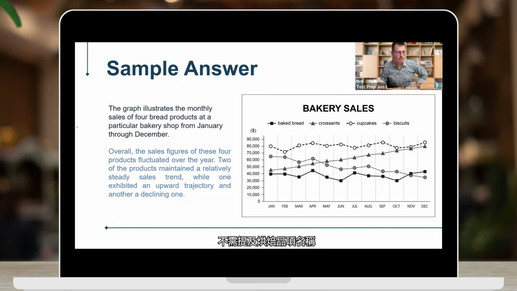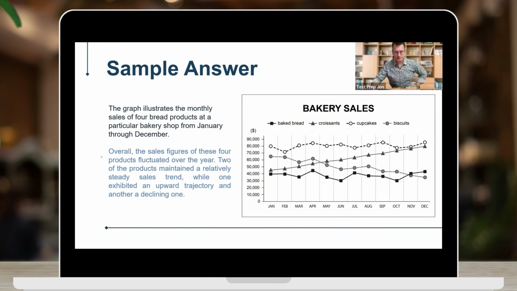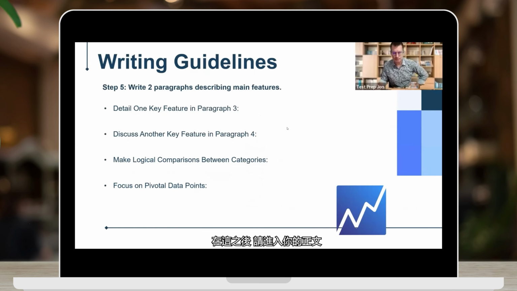It doesn't mention the specific names of these baked products, nor does it mention any of the values in the y-axis, nor does it mention any of the times in the x-axis. Don't go into detail in your overall statement. After that, you need to move on to your main paragraphs.